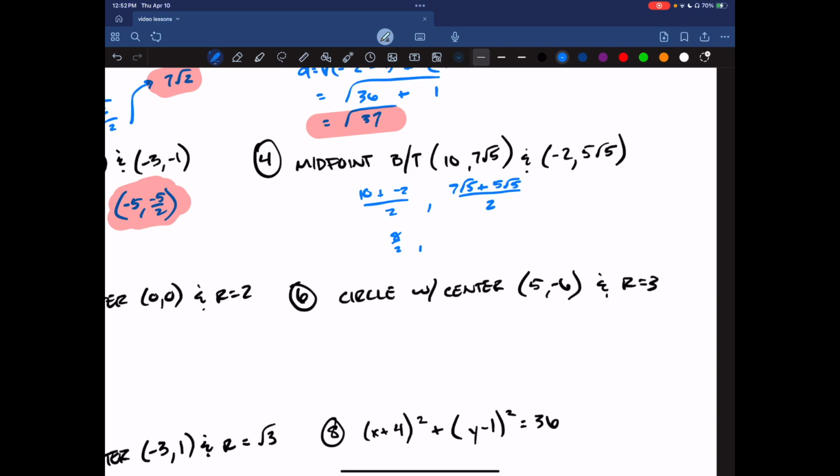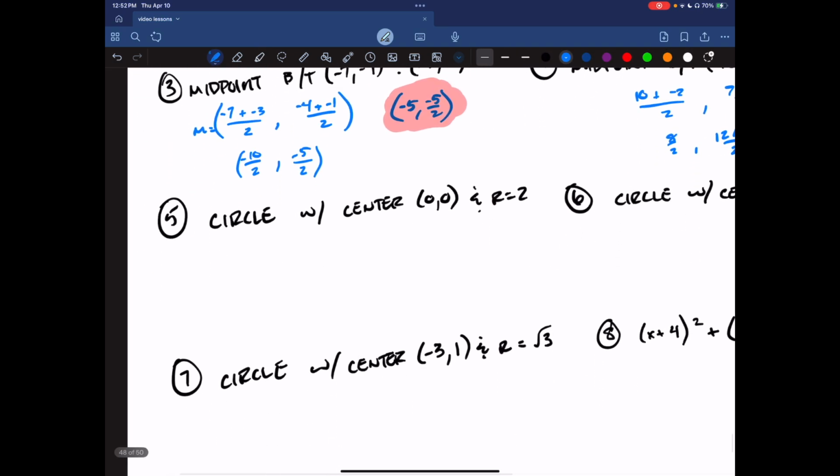Once the denominators are the same, it's like when you're adding fractions, you want the denominator to be the same, and then you add the numerators. Here, I want the radical to be the same, and then I'm going to add what's out front. So the radical 5 is going to stay put. It's going to be 12 radical 5 over 2. And then this is going to reduce. 8 over 2 is 4, and then 12 over 2 is 6, and that's going to be radical 5.